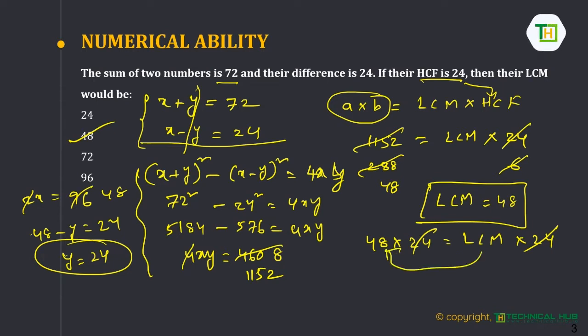This is another way, and you can apply this method. Why? Because the calculation part is very easy. And if you go with this method here, 72 square calculation is a little bit difficult compared to this calculation. Better to go with the second method.